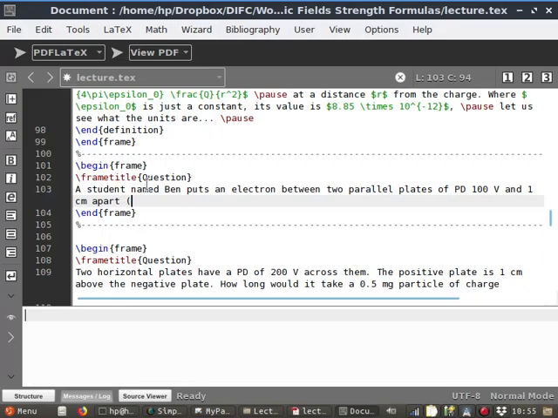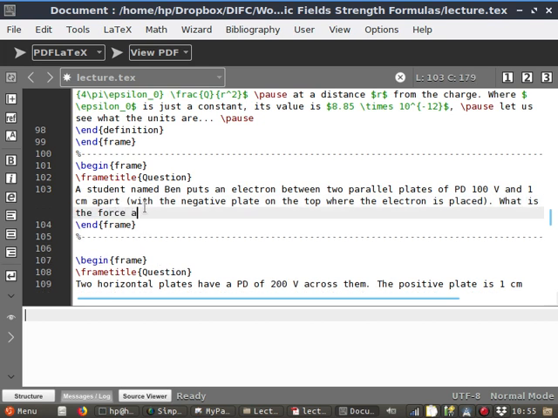Okay, so I'll just say, a student named Ben puts an electron between two parallel plates, potential of 100 volts and 1 centimeter apart, with the negative plate on the top, where the electron is initially placed. What is the force acting on the electron?